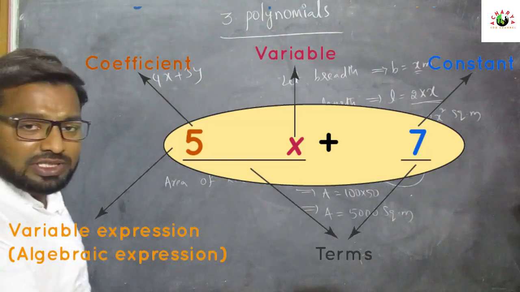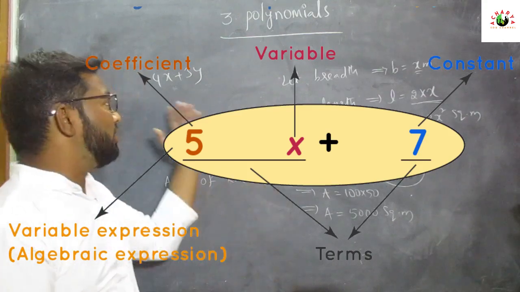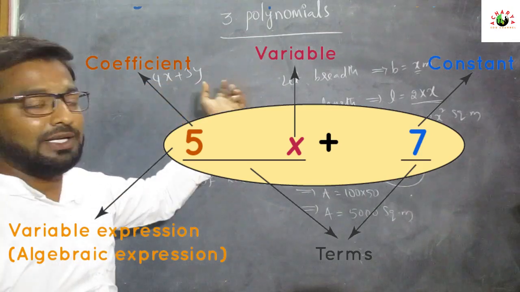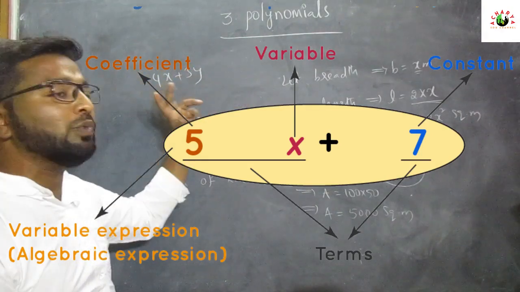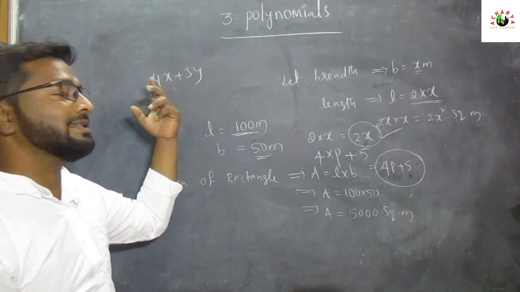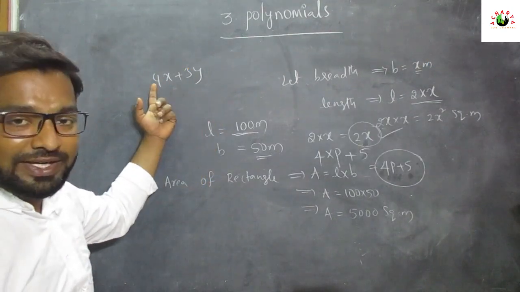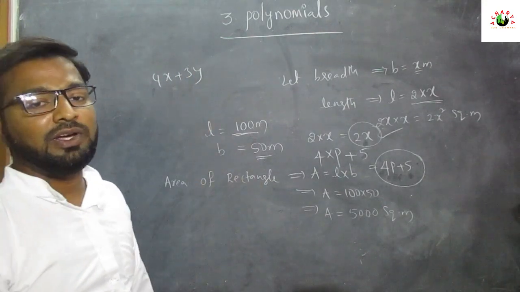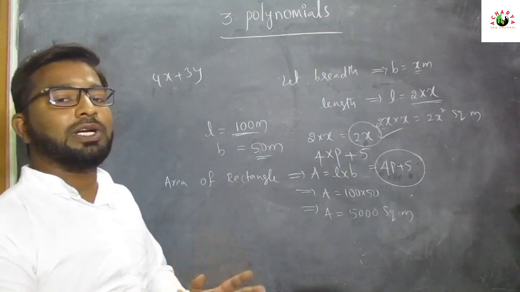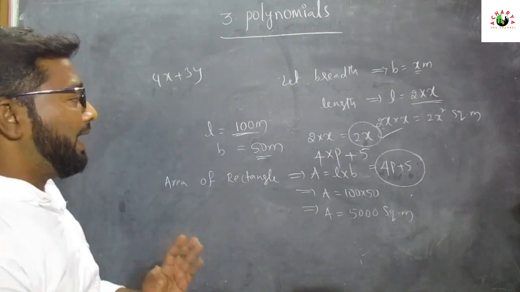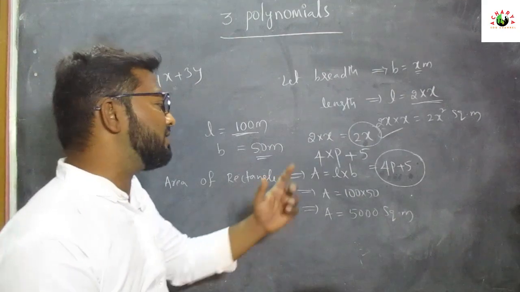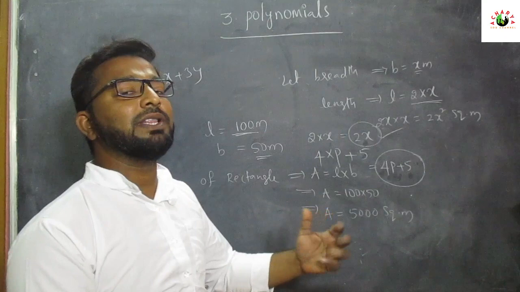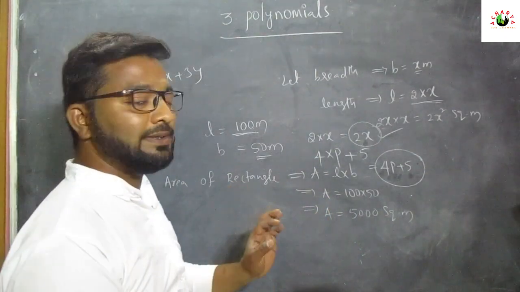Is 4x plus 3y an algebraic expression or not? Yes, 4x plus 3y is also an algebraic expression. In this algebraic expression we are using two variables, x and y. Here 4 is the coefficient of x and 3 is the coefficient of y. So finally, what is meant by an algebraic expression? An expression which involves the variable, coefficient and constant along with operations is called an algebraic expression.